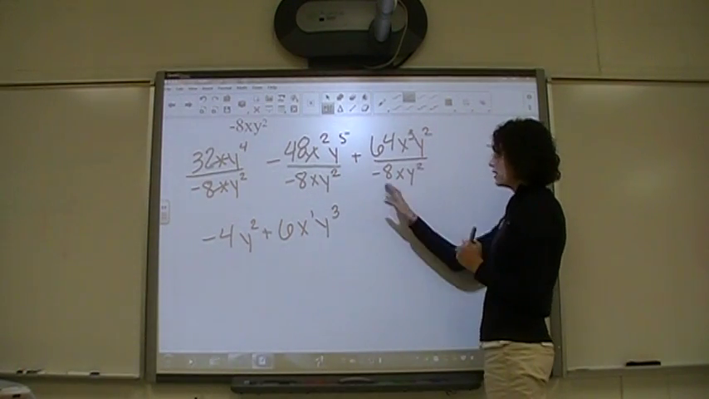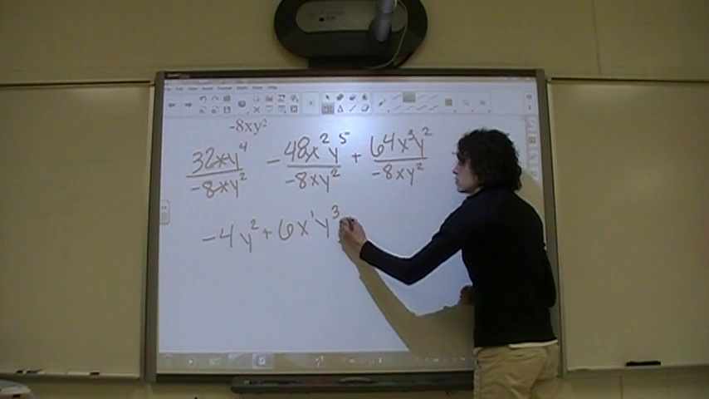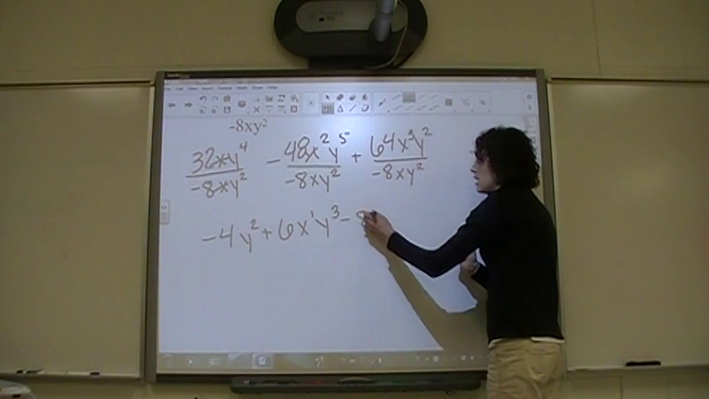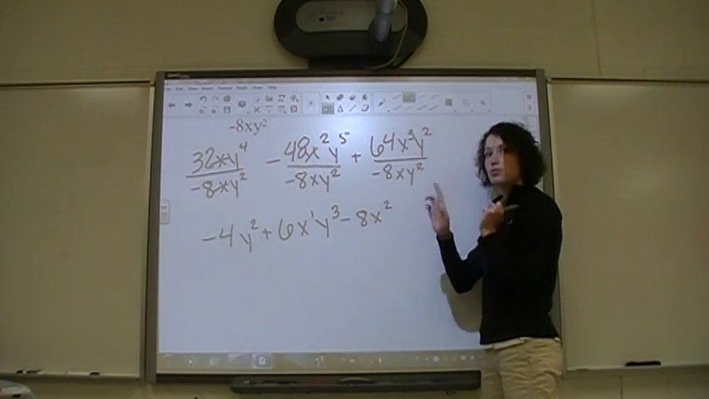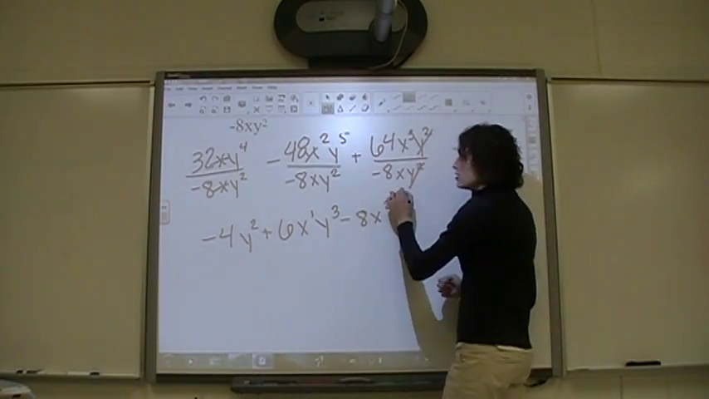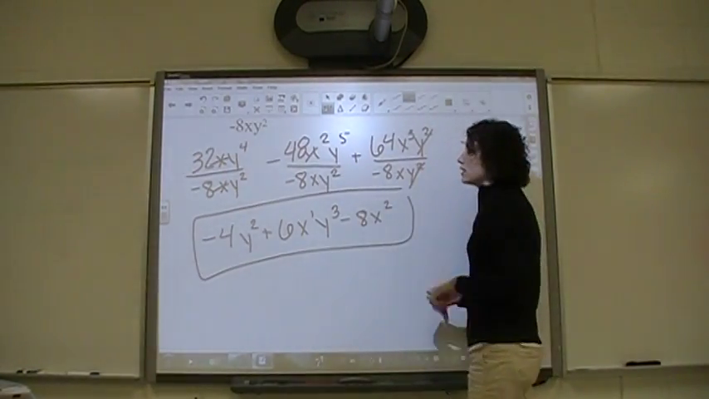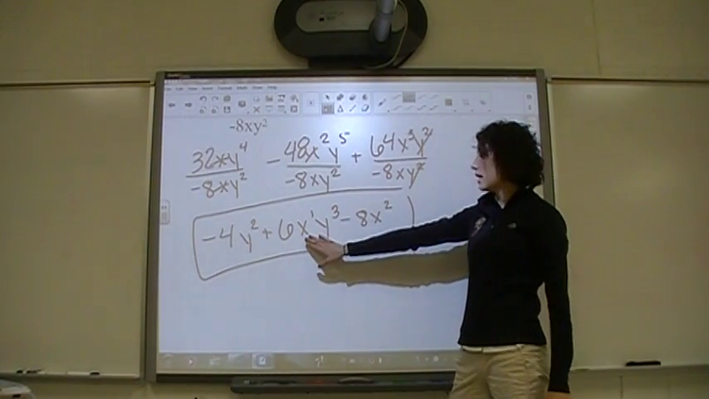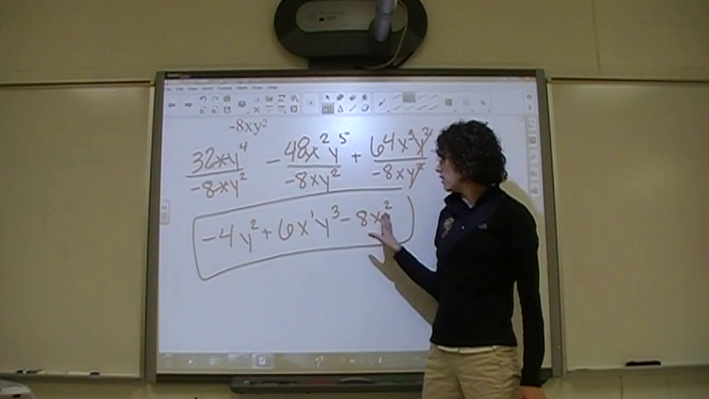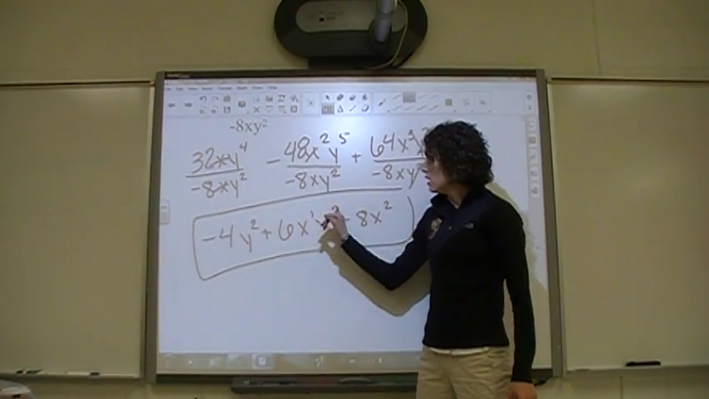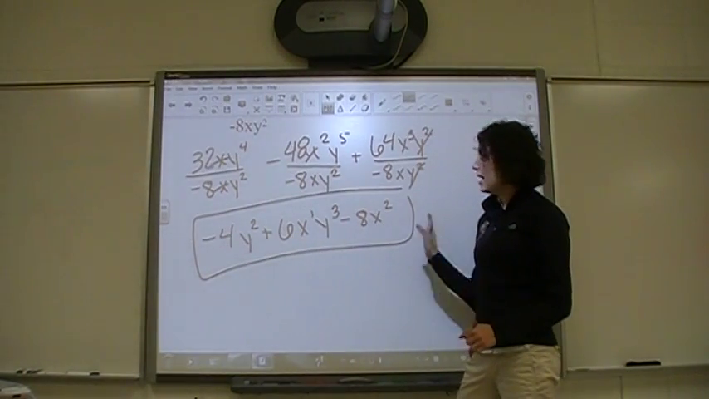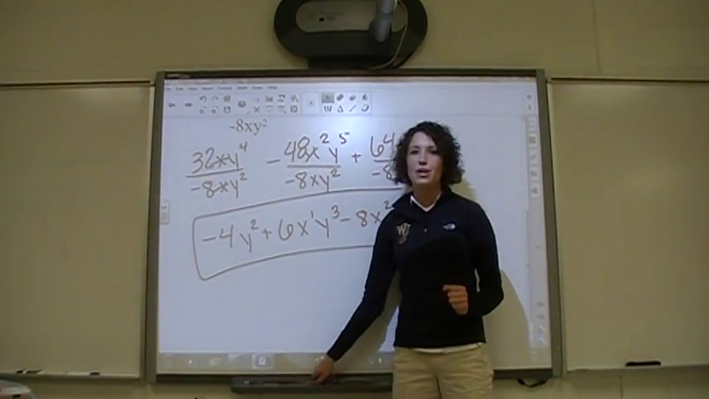Then finally our last one. 64 divided by negative 8 gives me negative 8 on top. X cubed over x gives me x squared on top because you subtract those exponents. Y squared over y squared, these guys cancel completely. So my final answer is negative 4y squared plus 6xy cubed minus 8x squared. You do not have the same number of the same exponent with each of the variables in any of these, so you do not have like terms, so you cannot combine. And this is your final answer.